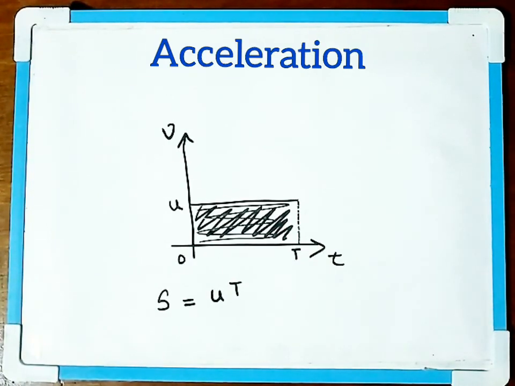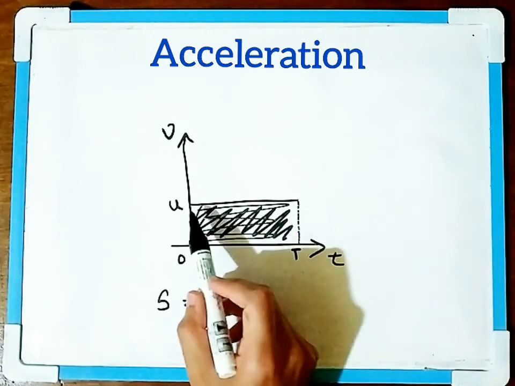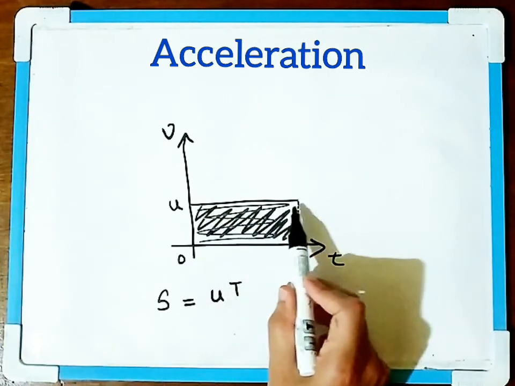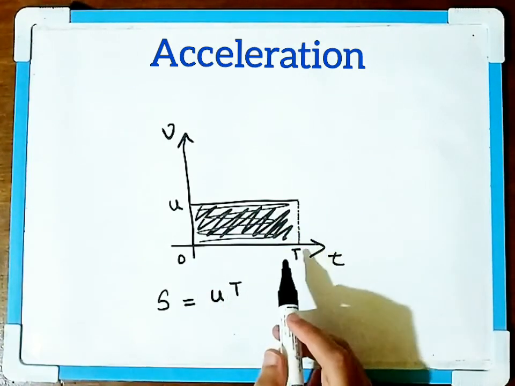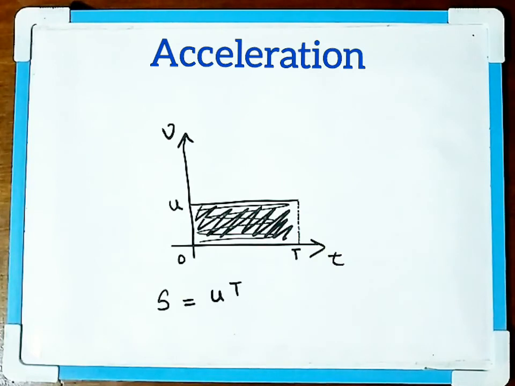You'll have to remember this concept that the area under the velocity time graph will give you the displacement, and that is equal to u into T. So this gives you the displacement. We shall use this concept in deriving the equations of motion in the next class.